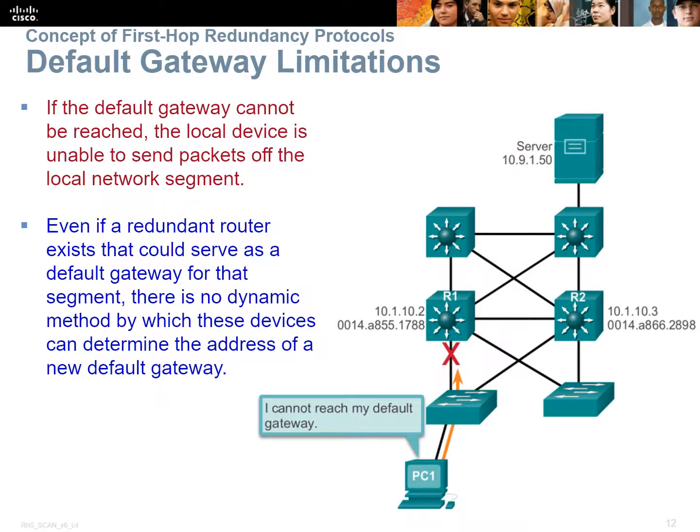Now, we've got this lovely redundancy. We've got our core, distribution and access model and everything's running fine, and oh no, we've got an interface problem on R1. So we've got R2 sitting there, but PC1 says, oh no, I can't reach my default gateway anymore. It's cut off from the network, even though there's all this lovely, beautiful redundancy in the back end. PC number 1 can't actually utilize it or get to it. So we need to offer our clients a first hop redundancy. So let's have a look at how we get that achieved.